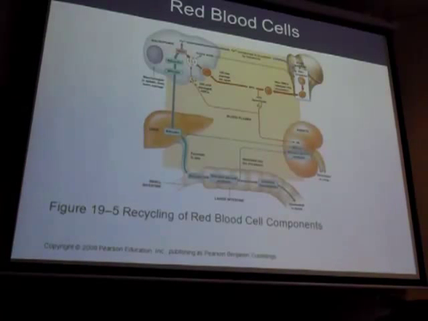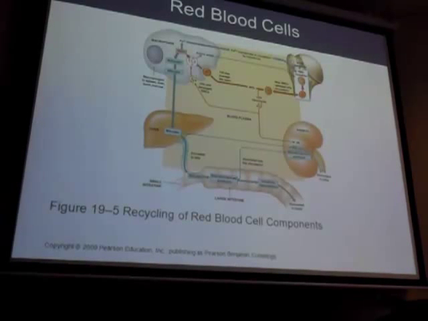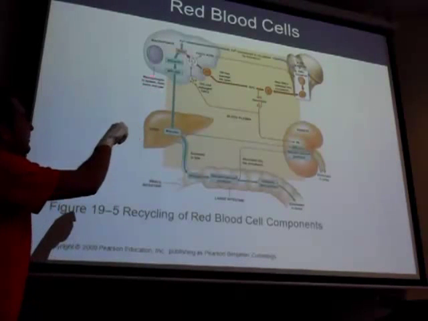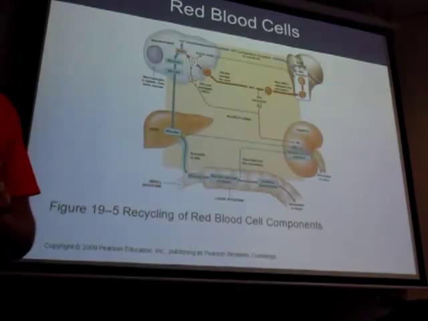So what's the word for that big cell that eats? Yeah, macrophage, either one of those is fine. And we find these in what three organs of the body? Yeah, the liver, the spleen, and the bone marrow. It's written on that diagram as well, and on the previous slide we just talked about it. So the liver, the spleen, and the bone marrow.